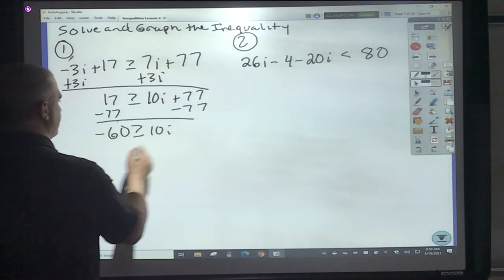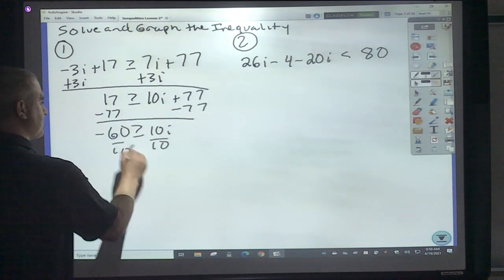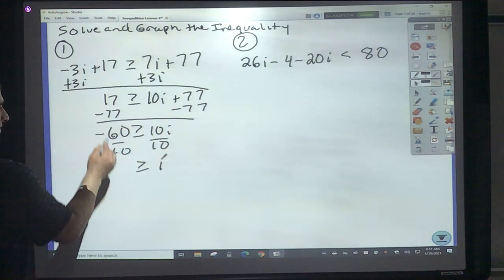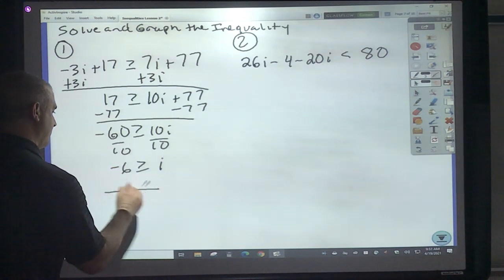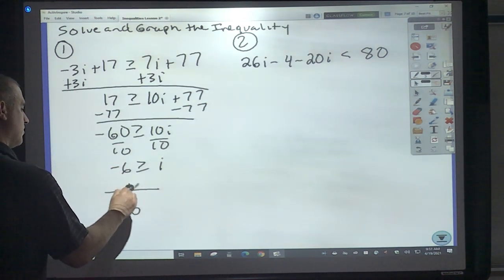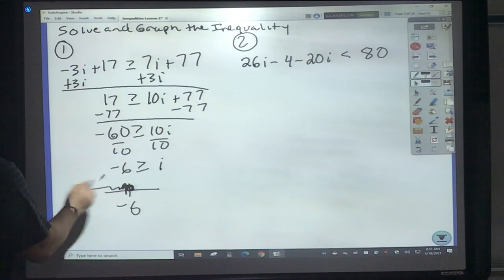Okay, and now I divide by 10. Negative 60 divided by 10 would be negative 6. There'd be a closed circle, and since it eats the number, I would shade this way.